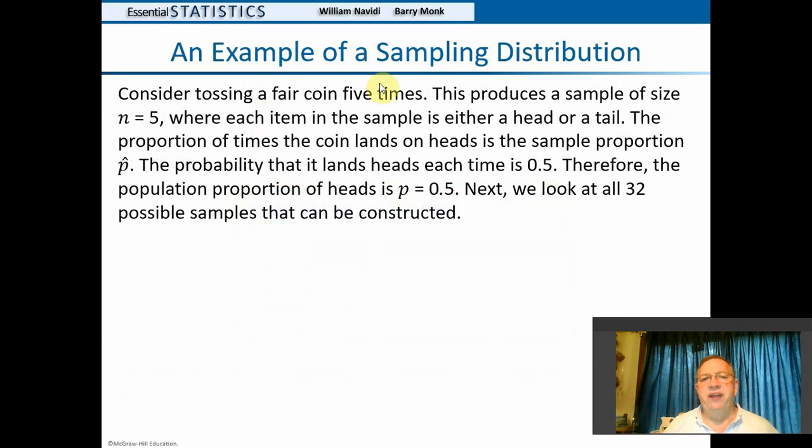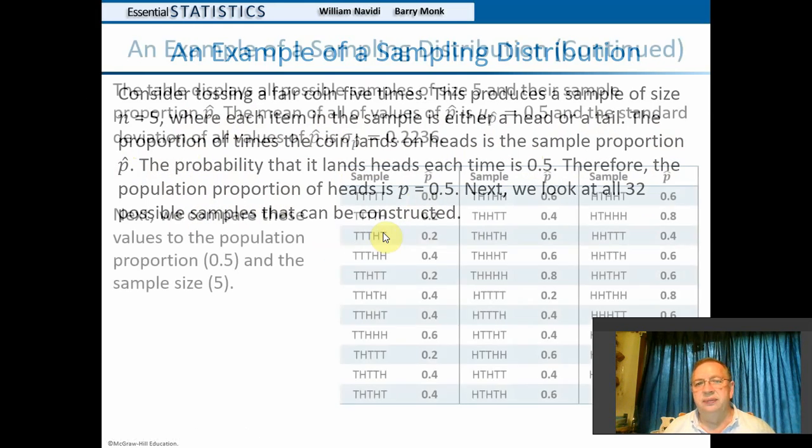So consider tossing a fair coin 5 times. This produces a sample of size n equal to 5, and all we're saying is that they have to be fixed sample sizes. Different samples, but the same sample size. Each item in the sample is either heads or tails. The proportion of times the coin lands on heads is the sample proportion P hat. The probability that it lands heads each time is 0.5. Therefore, the population proportion of heads is P equal to 0.5. Next, we look at all 32 possible samples that can be constructed.